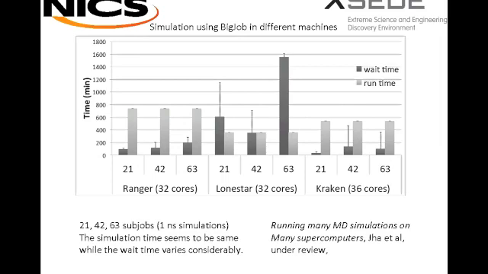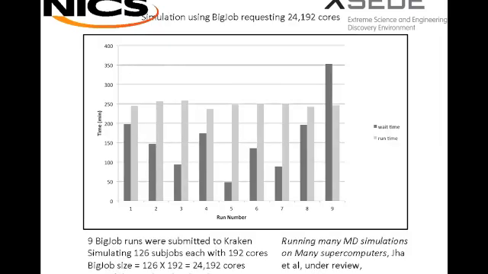But looking at a smaller BigJob here with 21, 42, or 36 sub-jobs, you can see that the wait times were quite varying amongst the systems, but more or less all the simulations ran to completion in about the same amount of time. And this is a paper by Shantanu et al., under review now. Well, this is on the smaller scale of what BigJob can do.